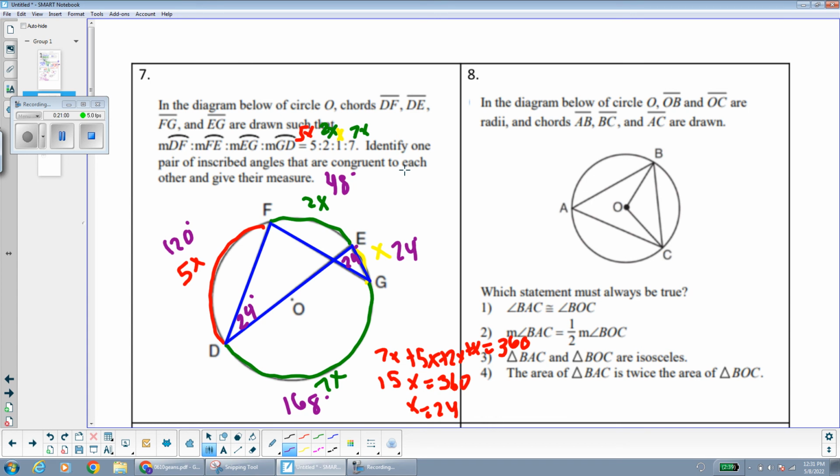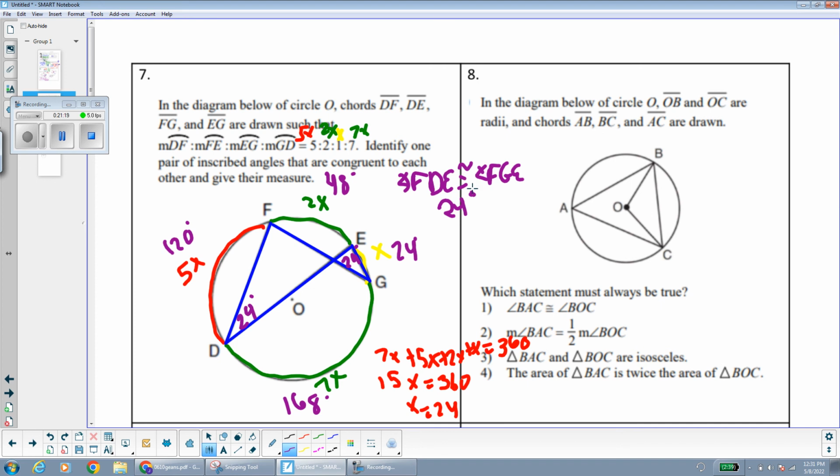So that would be 24 as well. So I have answered the question. Angle FDE is congruent to angle FGE, and the measure of them both are 24 degrees.